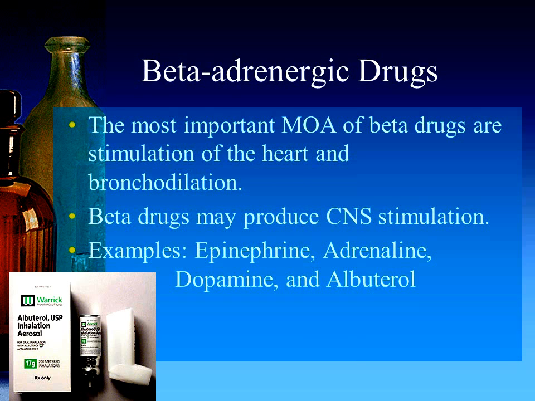Now, as we said, we have two types of receptors. We have alphas and we have betas. So we talked about the things that will stimulate the alpha receptors. We're going to take a look at some of the things that stimulate the beta receptors, in which case, beta adrenergic drugs.